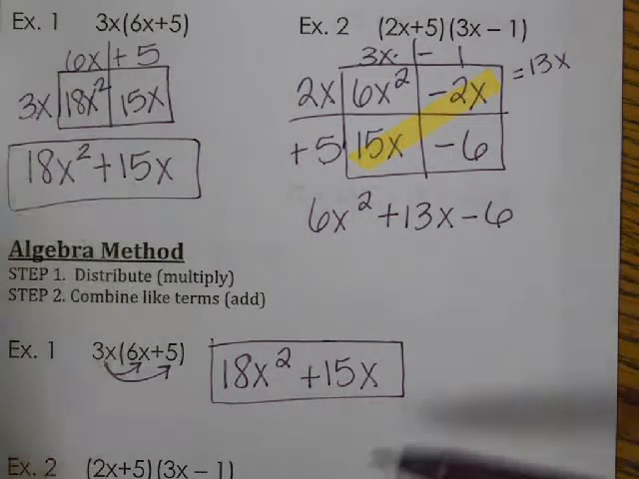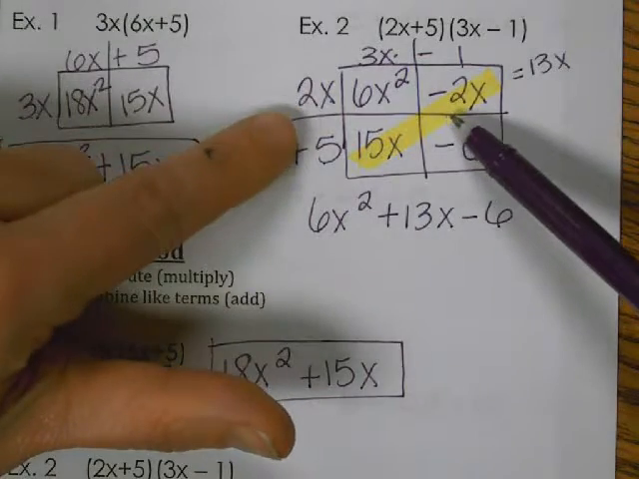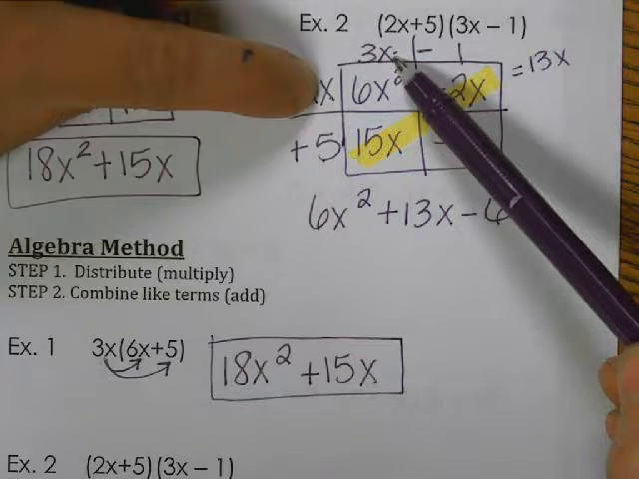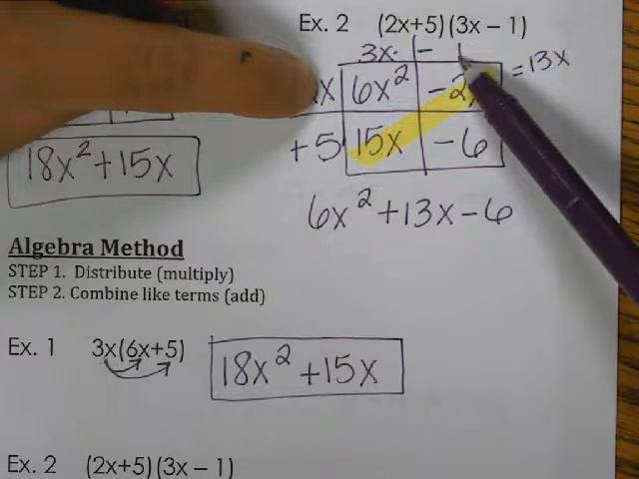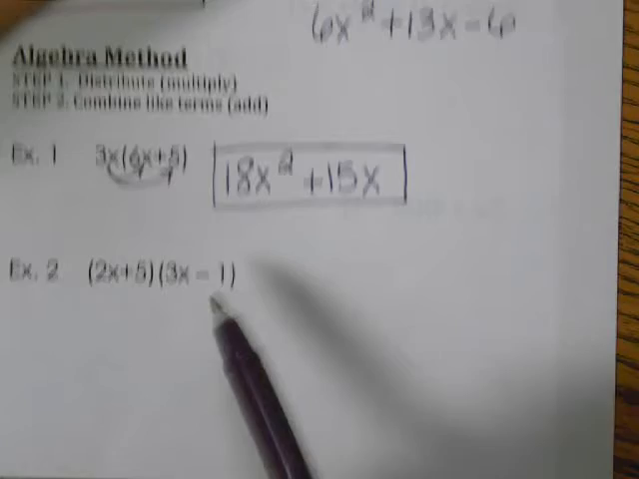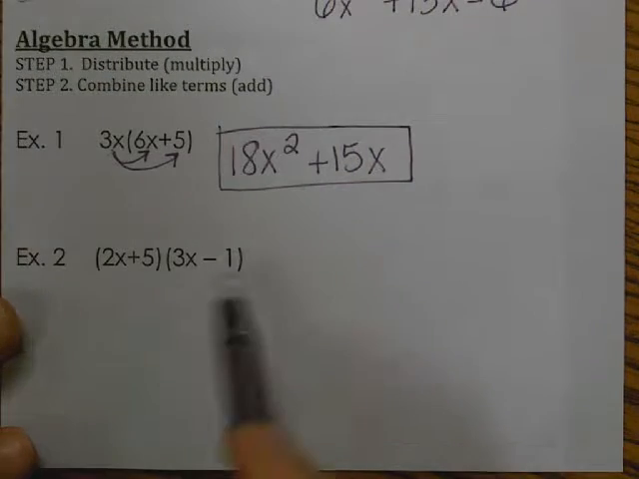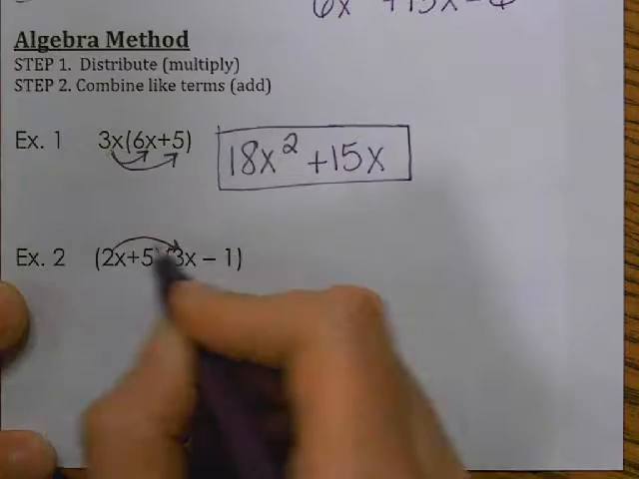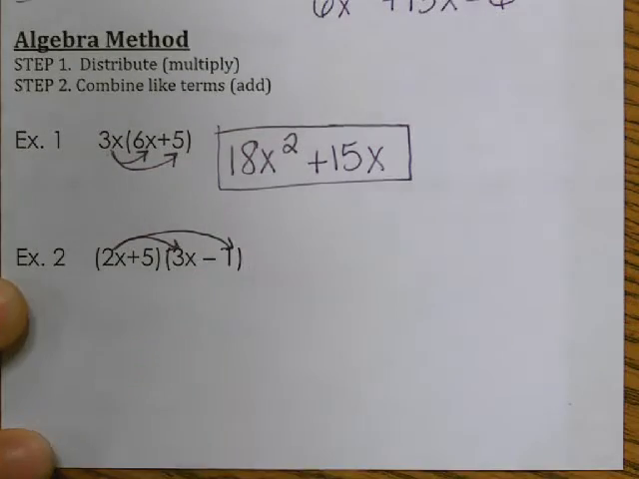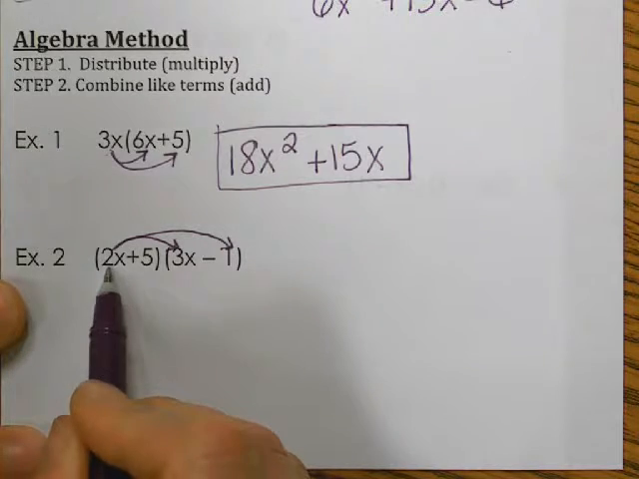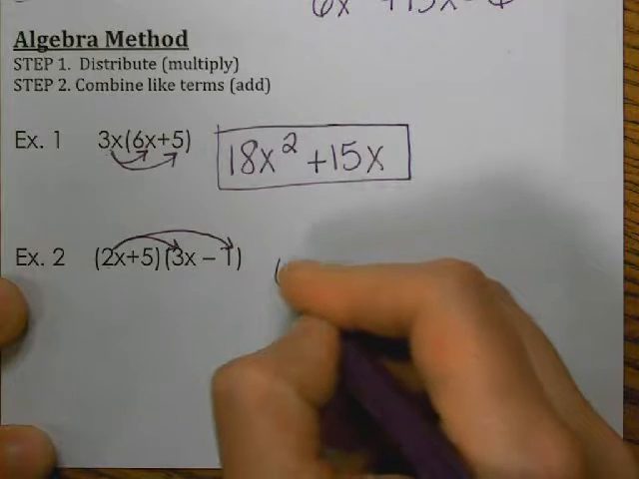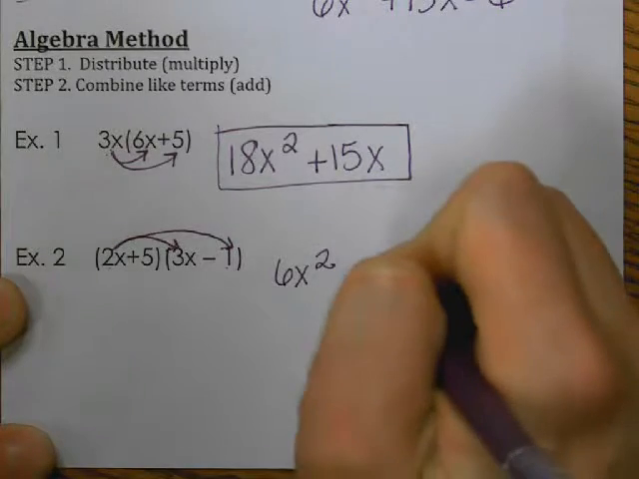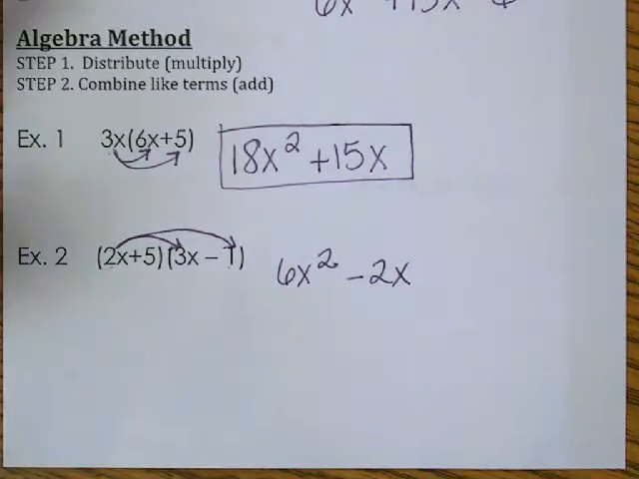Alright, let's look at example 2. Now let's just look at the box. We took the 2x and we multiplied it by 3x and we multiplied it by negative 1. Let's draw arrows on top of example 2 to show that. We took the 2x, we multiplied it by 3x, and we multiplied it by negative 1. What did we get? 2x times 3x is 6x squared. 2x times negative 1 is negative 2x.